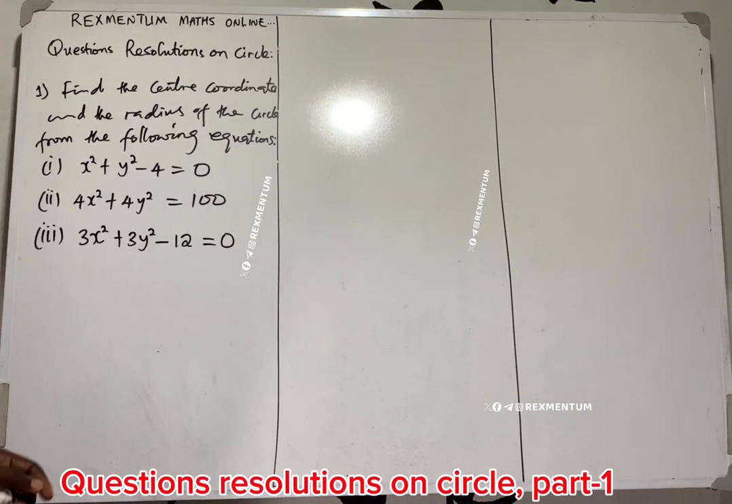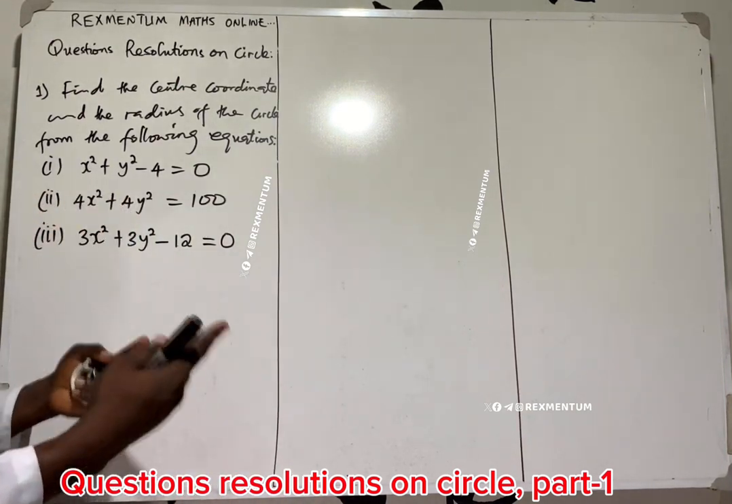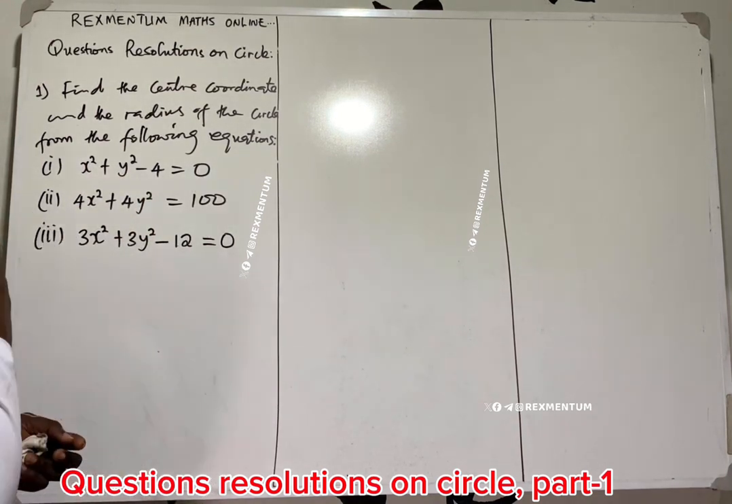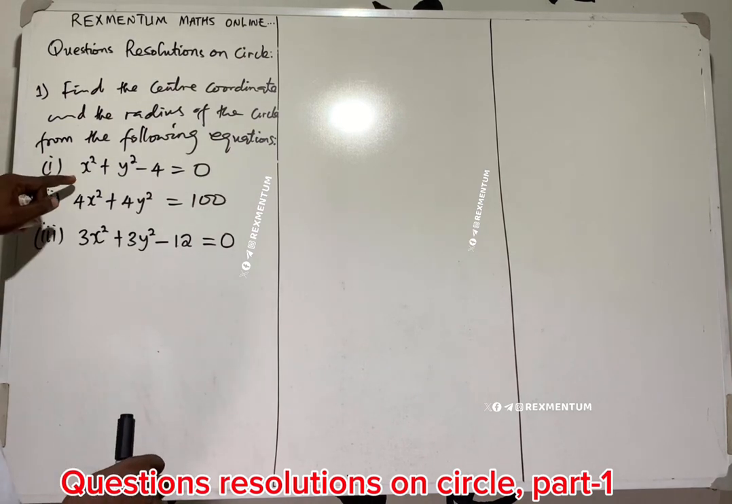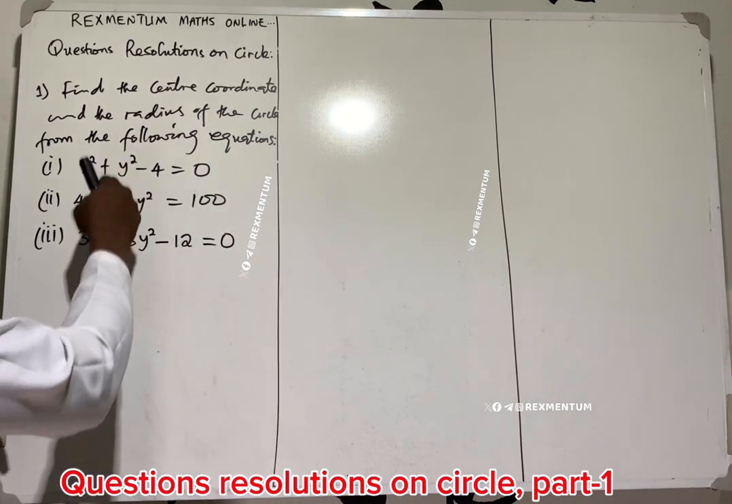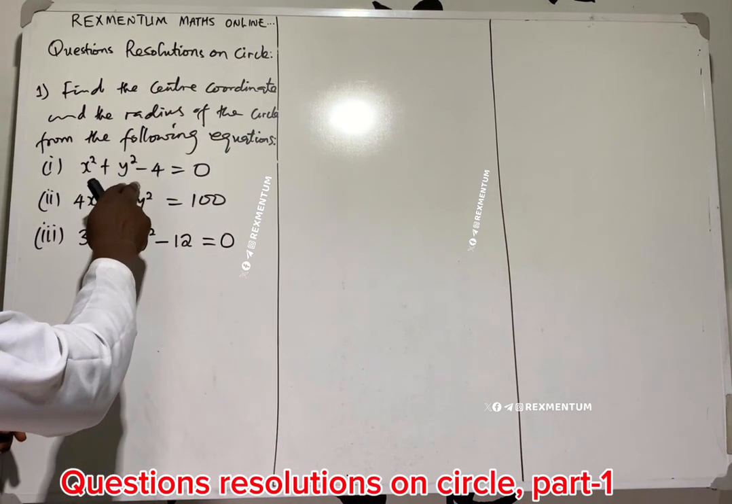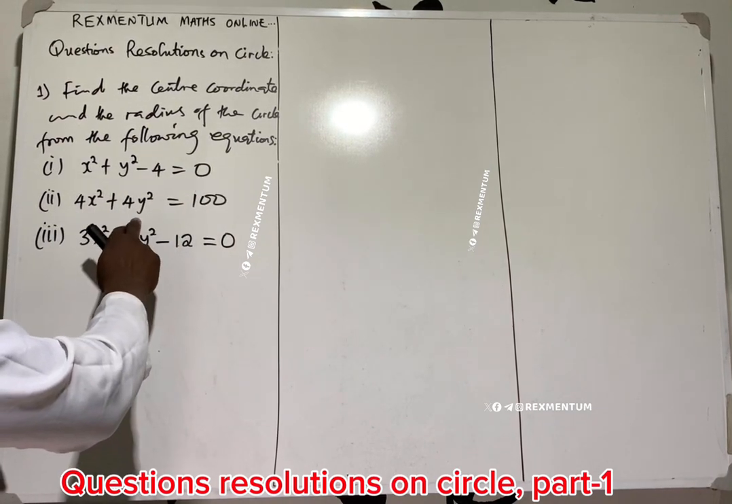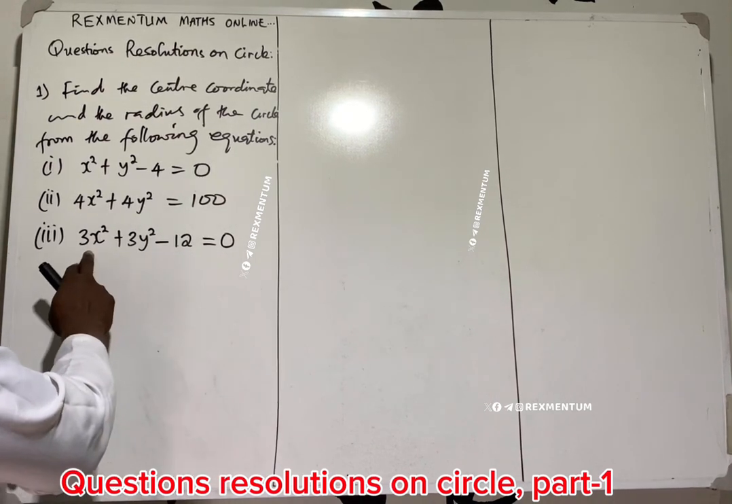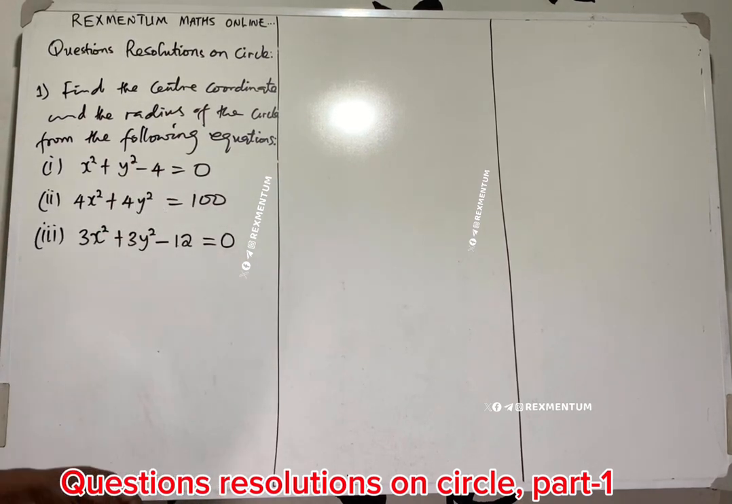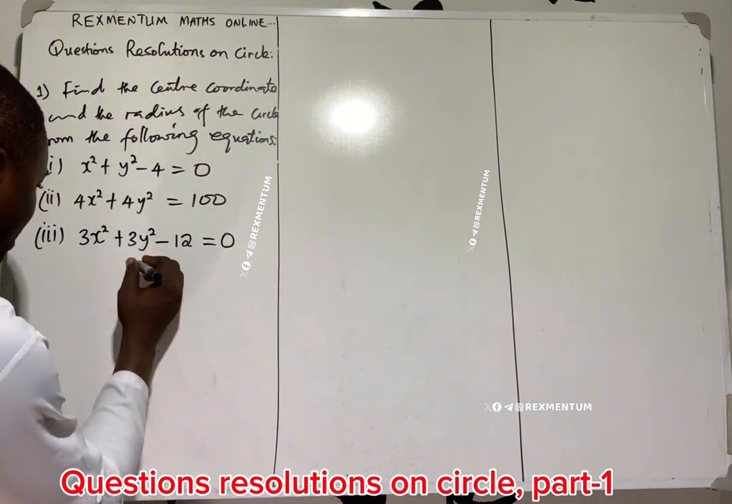Like in my last video, I told you that when after the quadratic term we only have a constant value without any linear variable, that equation is that of a circle whose center coordinate is at the origin. As you can see in this question, x squared plus y squared minus 4 equal to 0, and 4x squared plus 4y squared equal to 100, and 3x squared plus 3y squared minus 12 equal to 0. All of these are equations of a circle whose center coordinate is at the origin. So with that, let's go straight to the point.